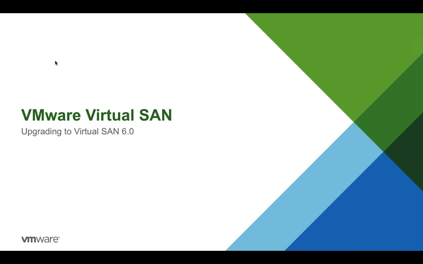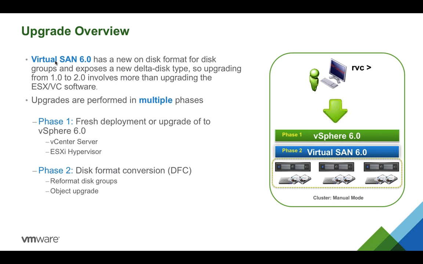The upgrade procedure is quite simple, to be honest. It's done in 2 steps. Obviously, the first step is upgrading the vSphere infrastructure to 6.0, including vCenter and then the ESX hypervisors. After that, you'll have to perform what we call a format conversion, where the upgrade requires reformatting the disk groups and all the disks that are involved in there. But then at the same time, once that's done, we'll have to upgrade and reformat the actual objects.